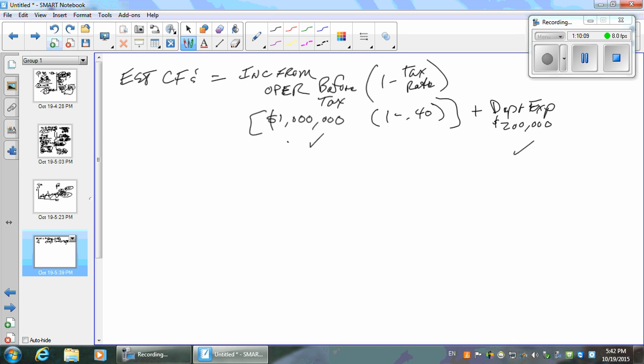So what we do is we leave the depreciation in when we calculate income before tax. So we get the tax benefit of that depreciation, right? In this case, 80,000, 40% of the 200. And then we add the 200, because it wasn't a cash item. So what would I have for my estimated cash flows here? This is a simple calculation, isn't it?